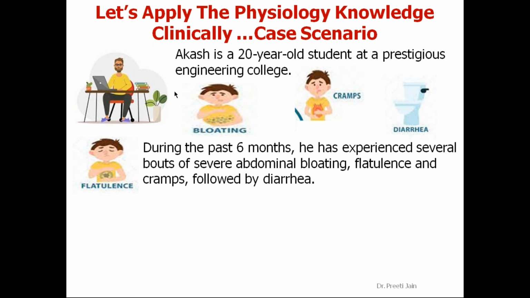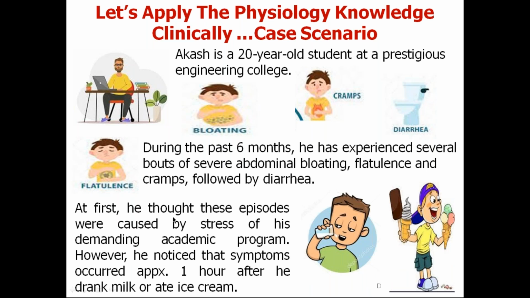Right, so here you have a patient who has come to see you. He is a 20-year-old student in an engineering college. And he says, I was fine, but for 6 months, I'm having severe abdominal cramps and flatulence, and there is distension of the abdomen or the bloating, and this is followed by diarrhea. At first, he thought these episodes were caused by stress of his demanding academic program.